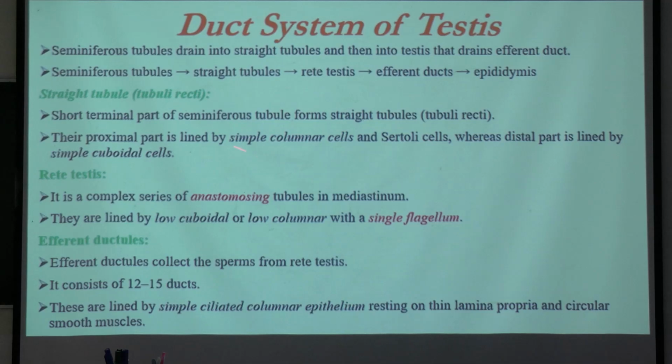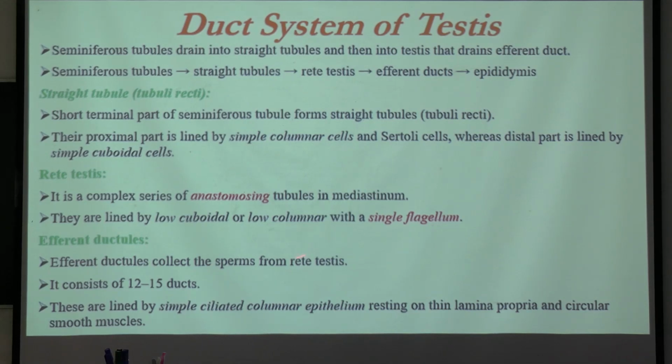The short terminal part of the seminiferous tubule forms the straight tubules or tubuli recti, and their proximal part is lined by simple columnar cells and Sertoli cells, whereas the distal part is lined by simple cuboidal cells. Next we go to the rete testis. It is a complex series of anastomosing tubules in the mediastinum. They are lined by low cuboidal or low columnar cells with a single flagellum.